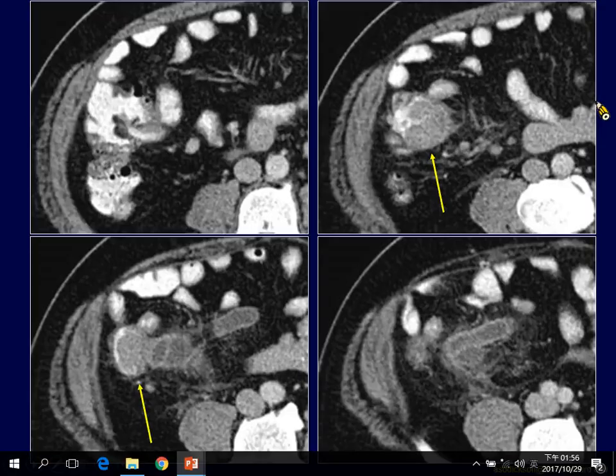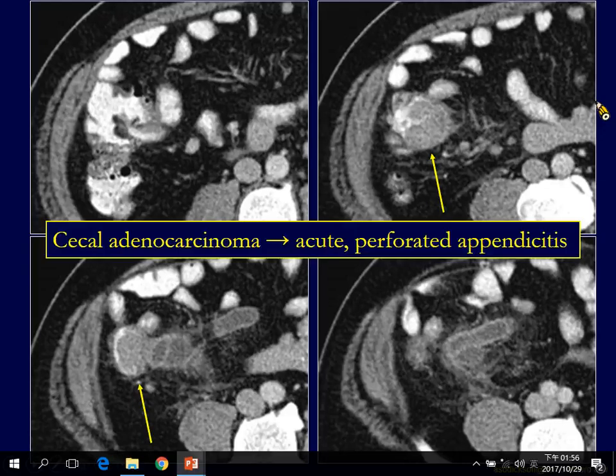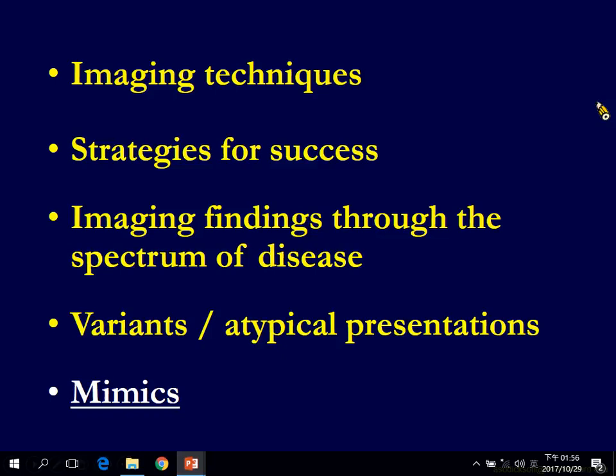Here we have an uncommon case, where we have this appendicitis obstructed by a cecal adenocarcinoma, causing this perforation and small focal abscess here. So not all appendicitis is caused by inherent inflammation causing obstruction of the lumen. We can have other things obstructing the lumen, like this adenocarcinoma.